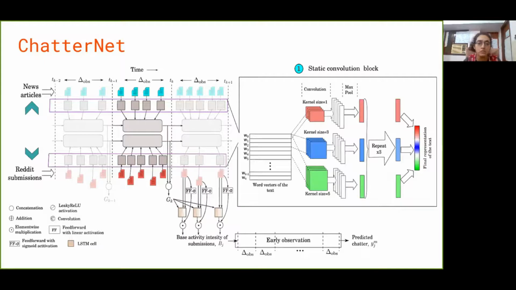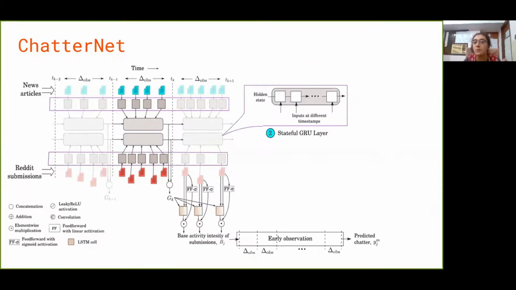These intermediate representations are actually obtained as the output of the stateful GRU layer. It should be noted that up until now, two sets of CNNs and GRUs are used, one each to map the exogenous and the endogenous signals respectively.